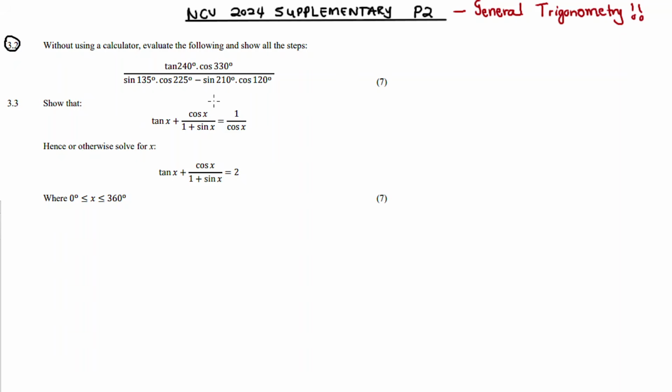With this type of question, where you have to solve without using a calculator, you will be given trig ratios with either obtuse angles or reflex angles. Those angles you'll have to reduce using reduction formulas to special angles. I hope you know this, guys. We have how many special angles?